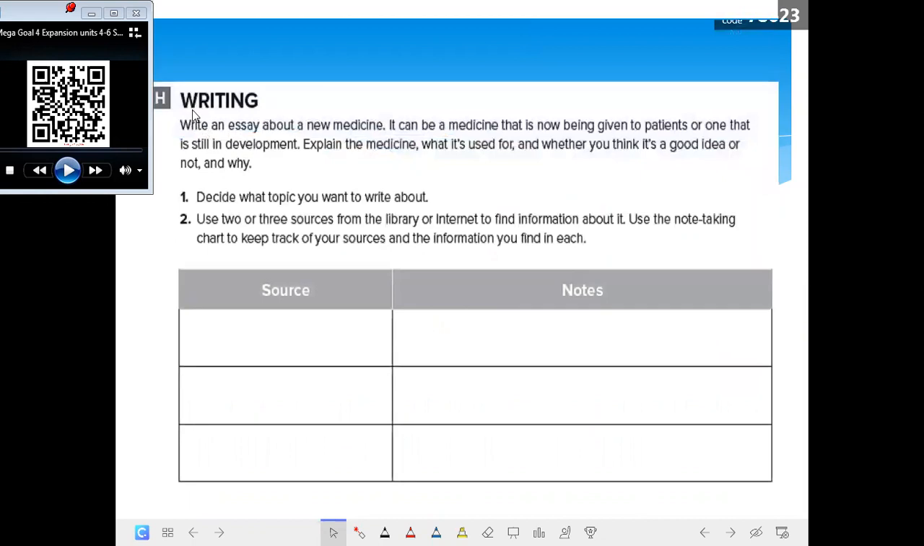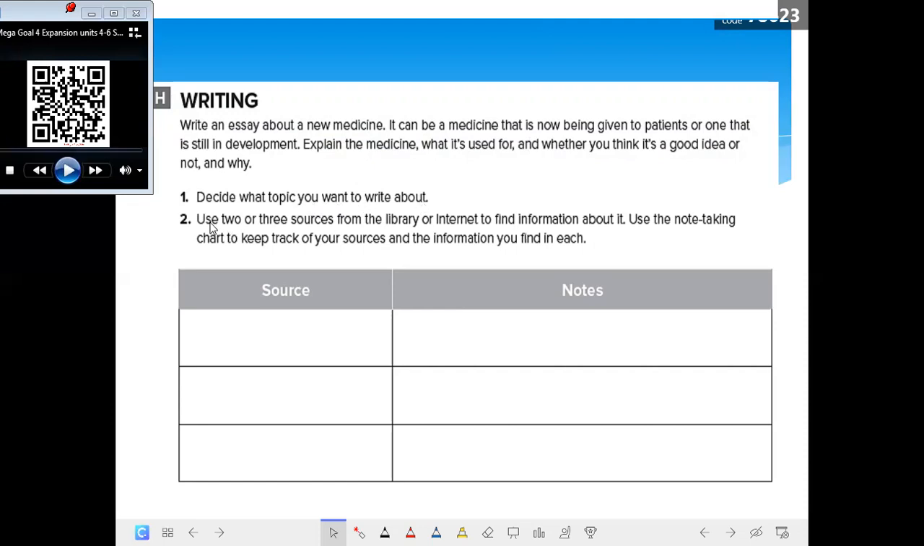As you see here, he wants you to write. Now he wants you to write an essay about a new medicine. Okay, it can be a medicine that is now being given to patients or one that is still in development. Explain the medicine, what it's used for, and whether you think it's a good idea or not, and why. He wants you to decide what topic you want to write about.